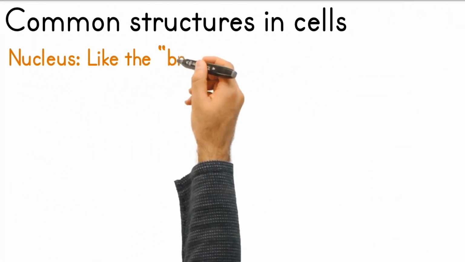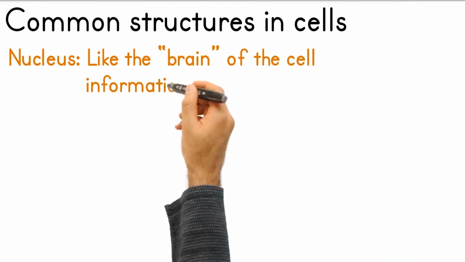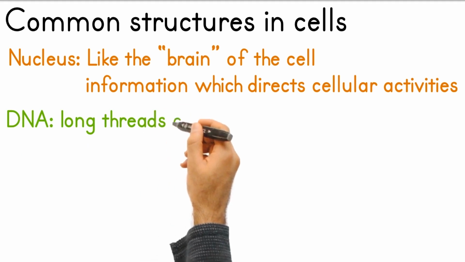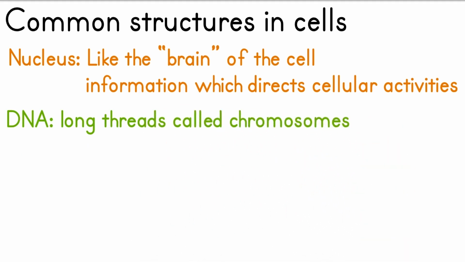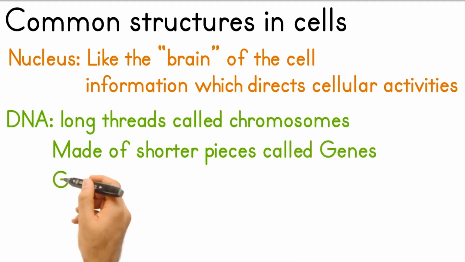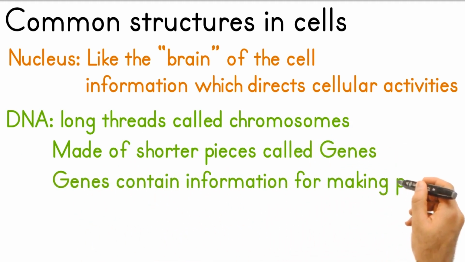Common structures in cells. The nucleus is like the brain of the cell. It contains information which directs cellular activities. DNA forms long thread-like structures called chromosomes, which are made of many shorter pieces called genes. The genes contain information for making proteins.